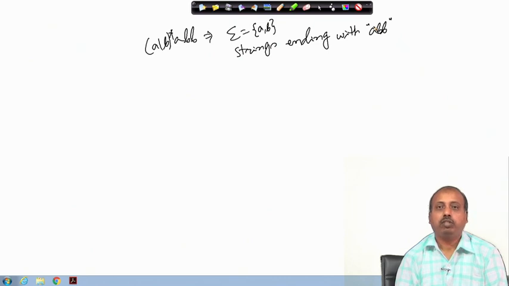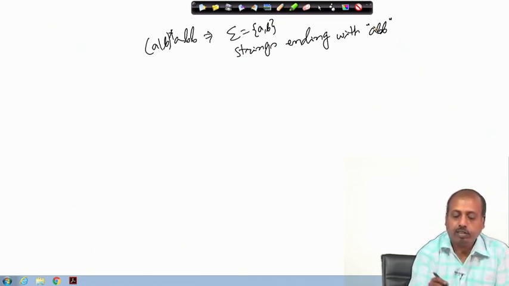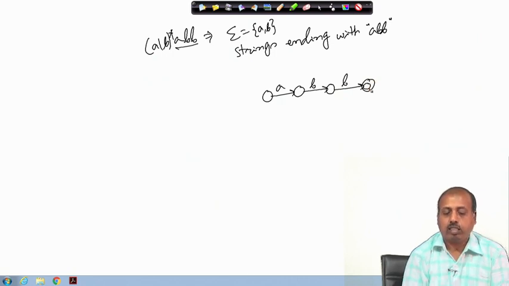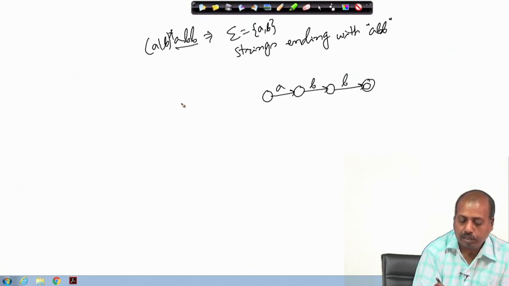Now, here also if you try to construct the NFA, then for this ABB portion, the NFA will be something like this. On A it comes to this state, on B it comes to this state, then again on B it goes to this state. And before that we will have to have A or B star. For A or B star, the NFA is like this.